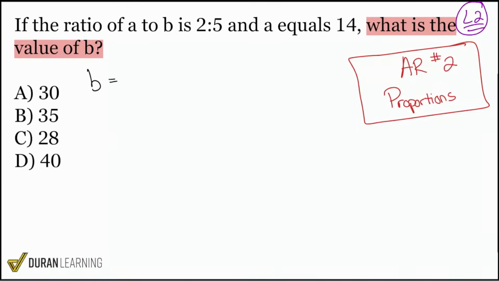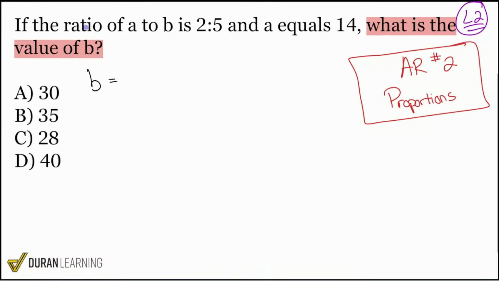Now let's understand what they give us here. So the information that they start off with is, if the ratio of a to b is 2 to 5, and a equals 14, what is b? Now let me write this out for you, and let me show you how to get proportions done the right way every single time. So here's what they say.